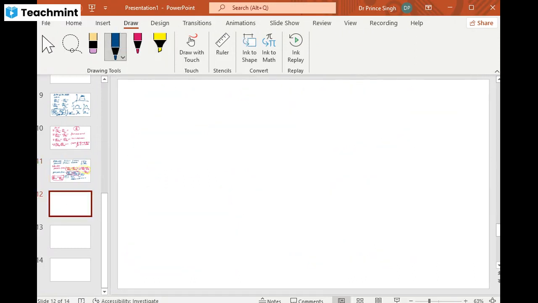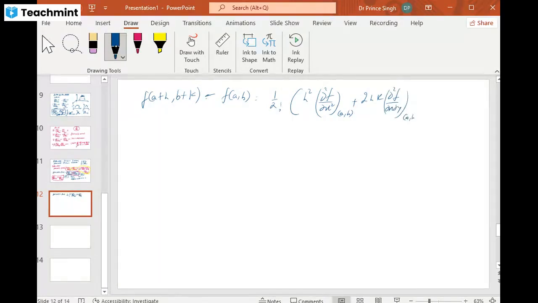Then what will happen? So f(a+h, b+k) minus f(a,b) is equal to 1 upon 2 factorial times h squared ∂²f/∂x² at the point (a,b) plus 2hk ∂²f/∂x∂y at the point (a,b) plus k squared ∂²f/∂y² at the point (a,b), right?